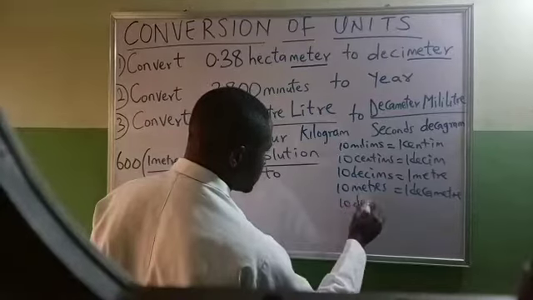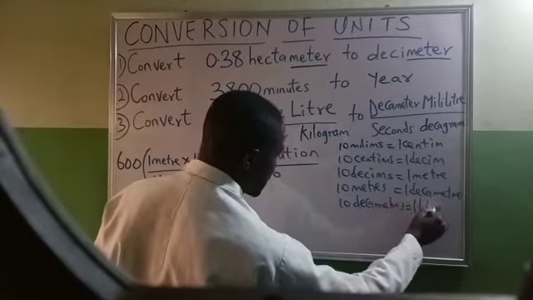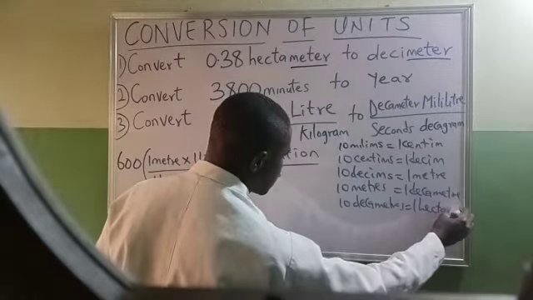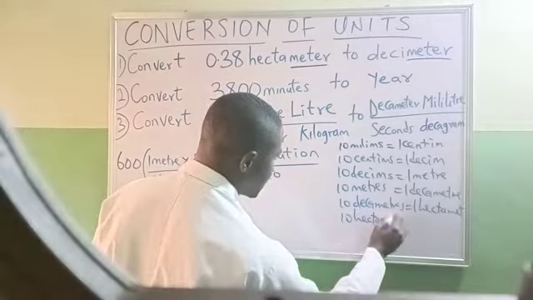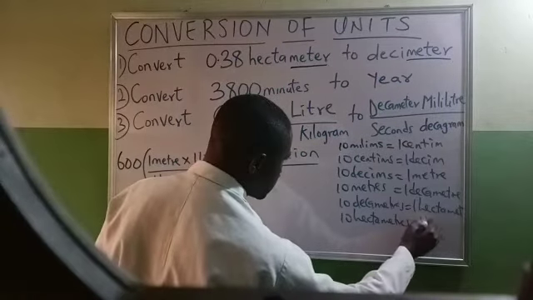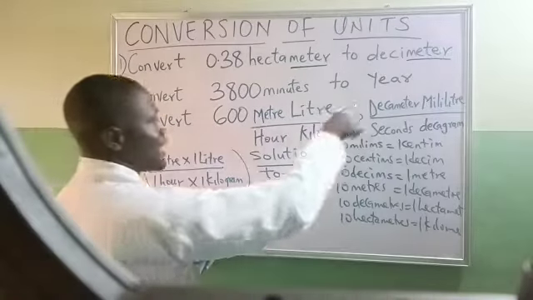10 decameters equal to 1 hectometer. 10 hectometers equal to 1 kilometer. Now we are looking for meter and decameter.